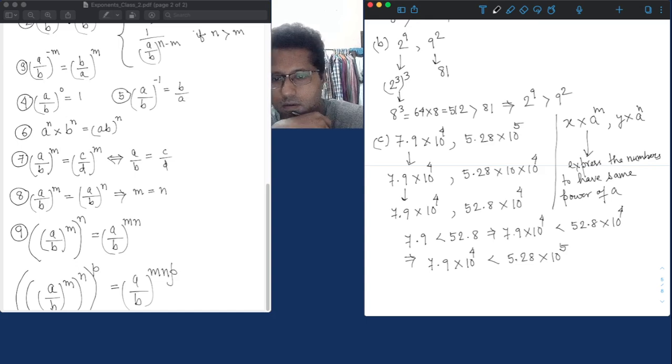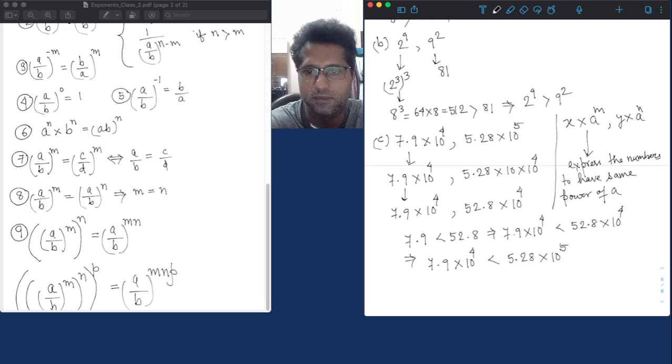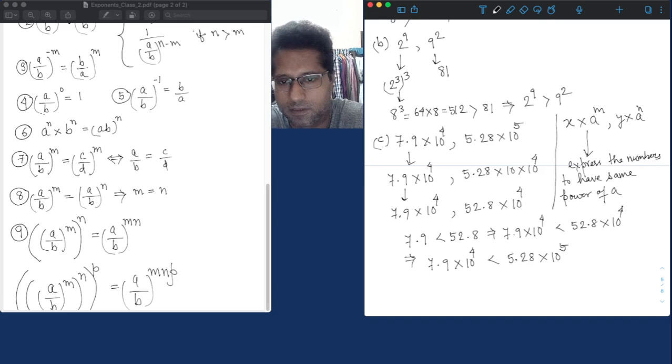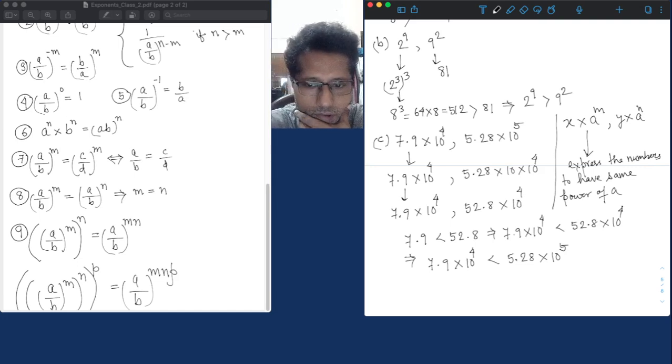So I hope this problem is clear, how the concept or the strategy has been applied to compare these numbers. Since we have different powers of 10 in both the numbers, we expressed both the numbers so that they have the same power of 10, and so the same power of 10 will be a common factor, and the rest part of the number in both the numbers needs to be compared. Okay.